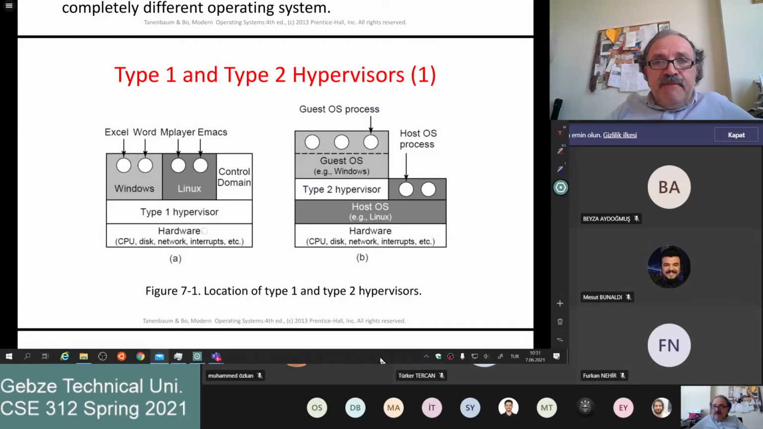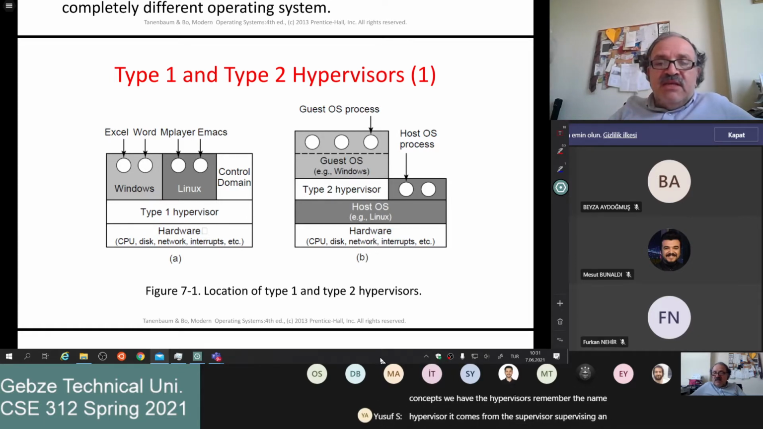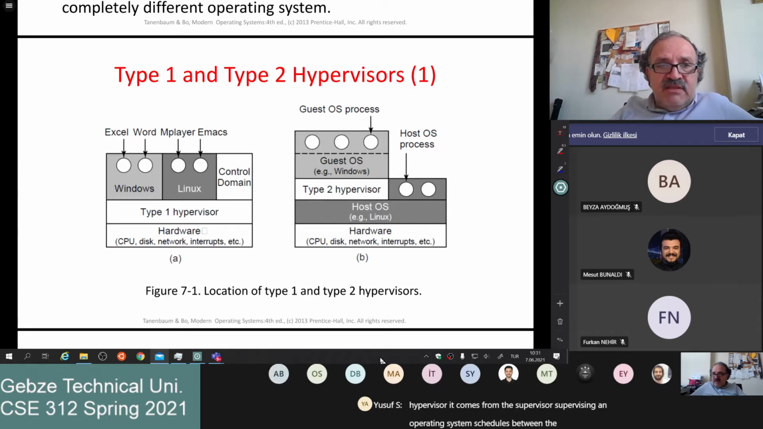Good morning, everybody. Last week we were discussing the virtualization topic, and we said that at the center of these virtualization concepts, we have the hypervisors. Remember the name hypervisor? It comes from the supervisor. Supervisor in an operating system schedules between the processes. Hypervisor in a computer system schedules and manages the operating system on a single computer.